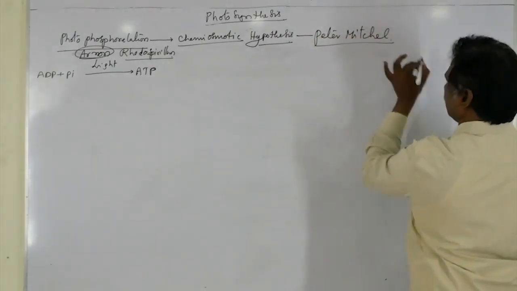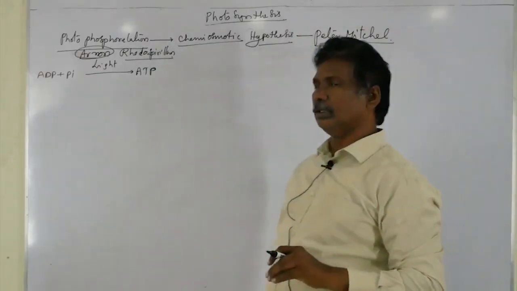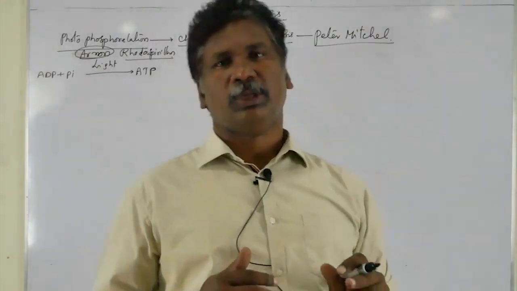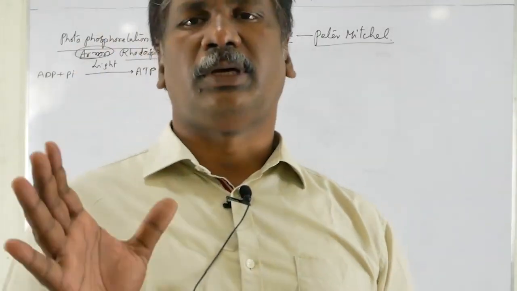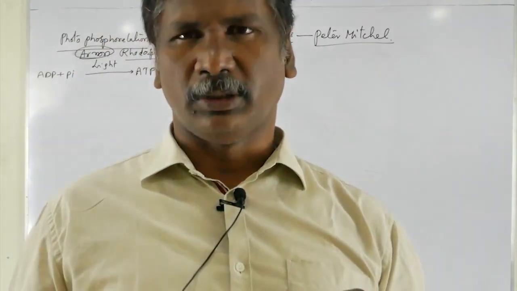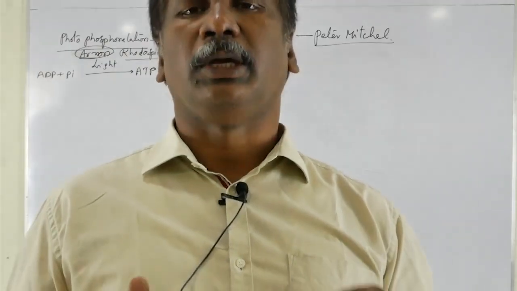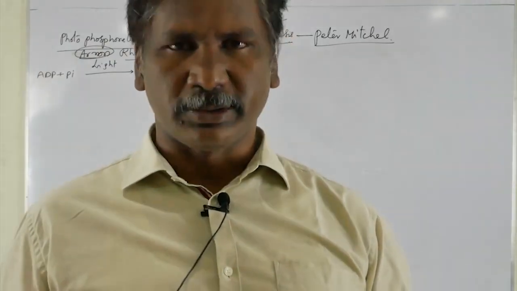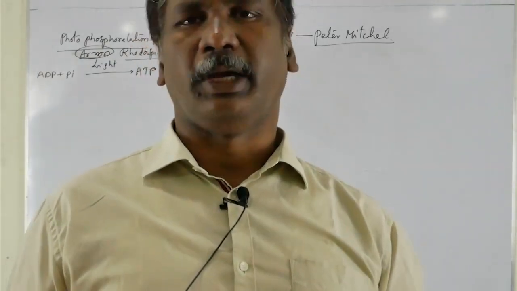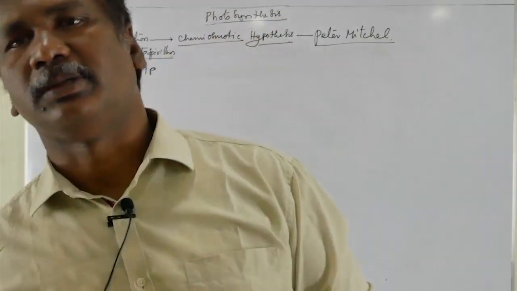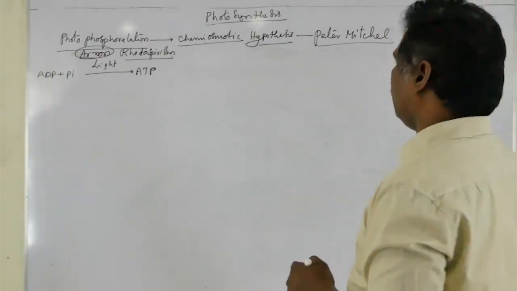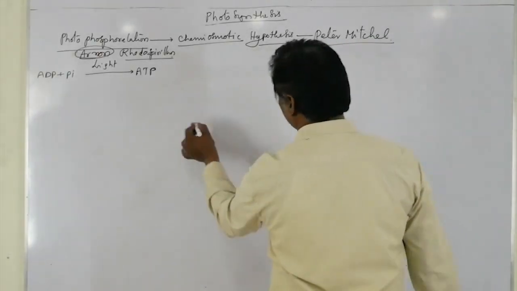According to Peter Mitchell, the main driving force for synthesis of ATP in the presence of light is the accumulation of a large number of protons within the lumen of the thylakoid or grana, which provides the energy for synthesis of ATP. It can be explained with the help of this diagram.